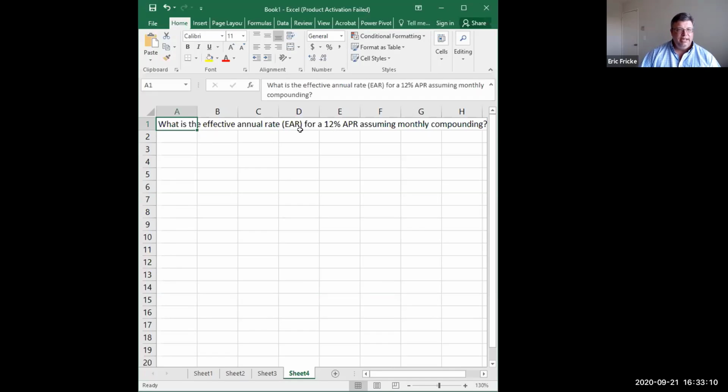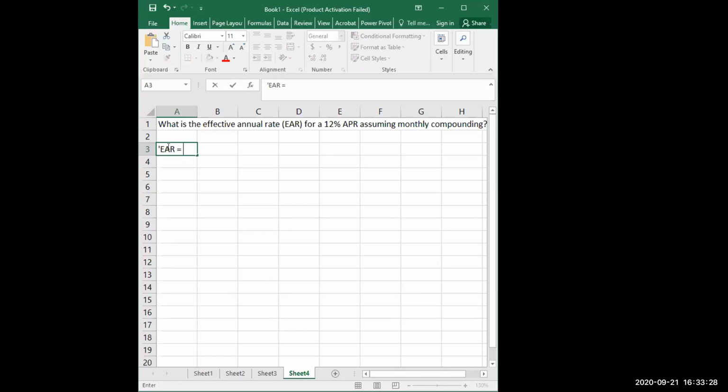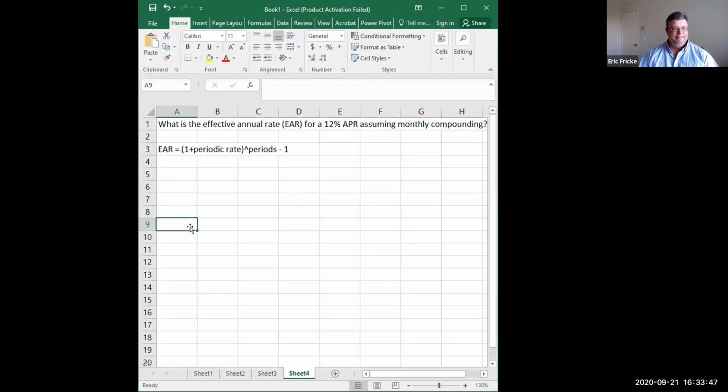All right, so what is the effective annual rate for a 12% APR, assuming monthly compounding? Does anybody remember the formula for effective annual rate? 1 plus periodic rate to the power of the number of periods per year minus 1. So something like that, right? And if you wanted, we could do this just to make it more clear, because those exponents can mess people up sometimes. So 1 plus the periodic rate, that whole quantity to the power of the number of periods, then that whole quantity minus 1. Okay, so that's our formula.